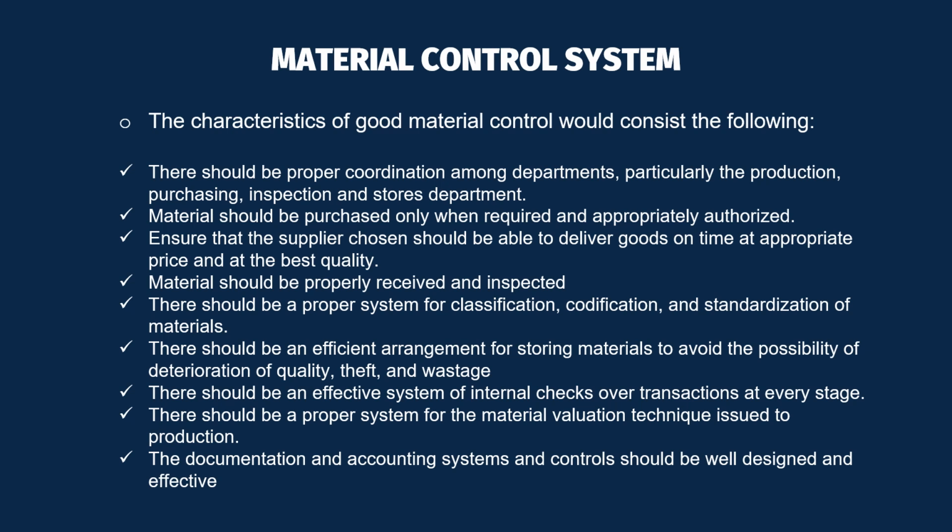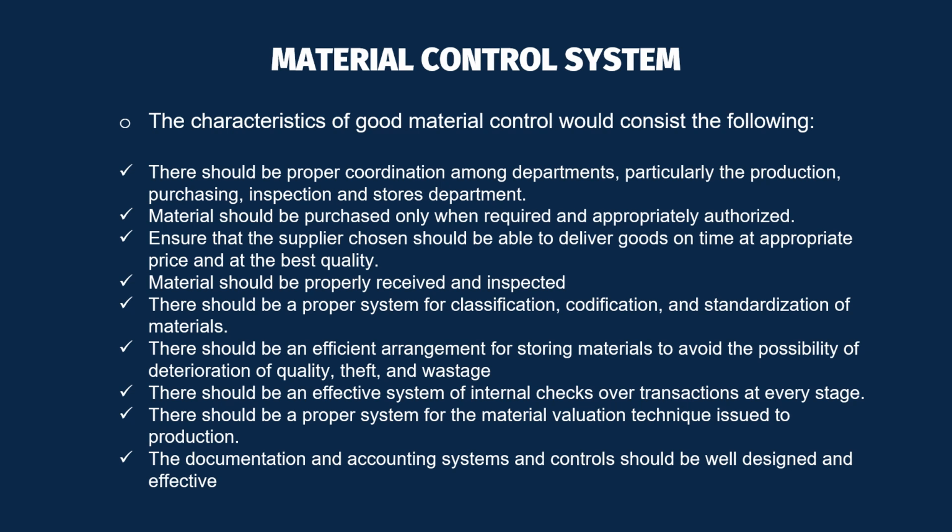Another characteristic is that the company must ensure that the supplier chosen is able to deliver goods on time, at an appropriate price, at the best quality. The selection of supplier is very important because it will affect the production. Another characteristic is that material should be properly received and inspected. This is one of the key points of good material control, because we want to avoid wastage and losses. And the other characteristics are as follows.